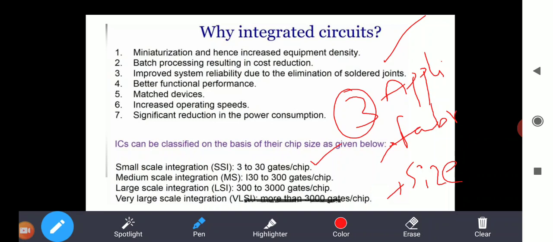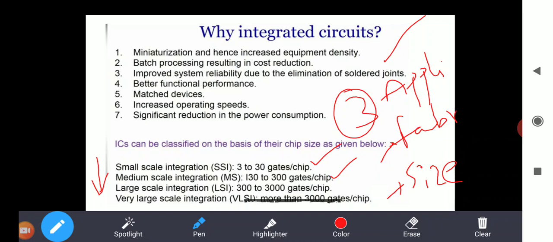Small scale integration, or SSI. In this we can use 3 to 30 gates per chip. The medium scale integration, MSI, uses 130 to 300 gates per chip. As years increased, this technology was developed. In the MSI technology, 130 to 300 gates per chip.